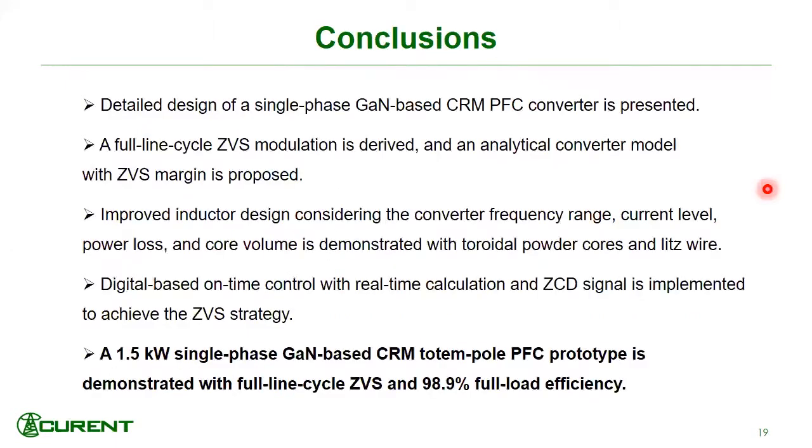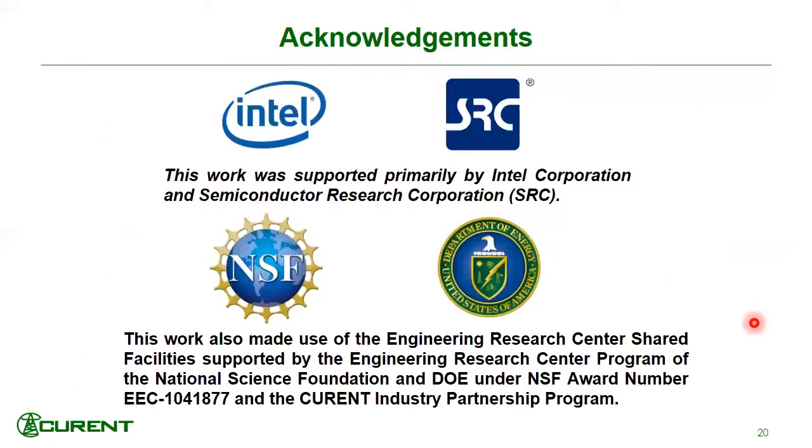In my work, we designed a single phase CCM-based CRM capacitor converter. And we developed VGAS modulation for the whole cycle and proposed the analytical loss model with VGAS margin. The inductor design is demonstrated with powder core. And also to achieve the whole cycle VGAS, we implemented the on-time control with real-time calculation of the switching signal. Finally, a prototype is built and it is demonstrated with full cycle VGAS at 98.9% peak efficiency. With this, I would like to end my presentation.